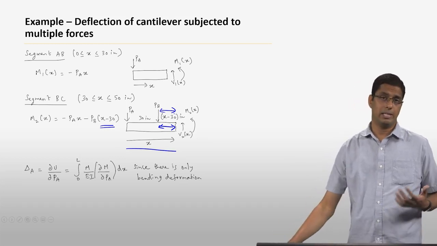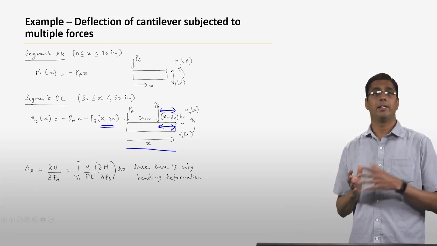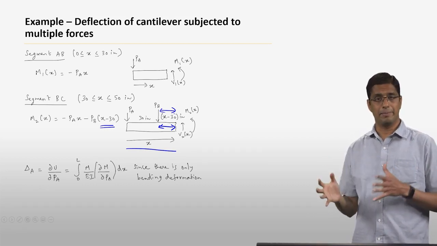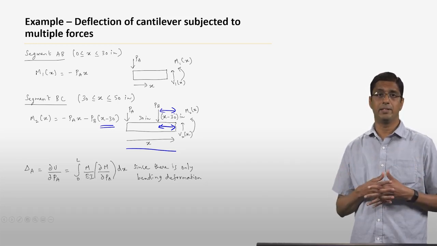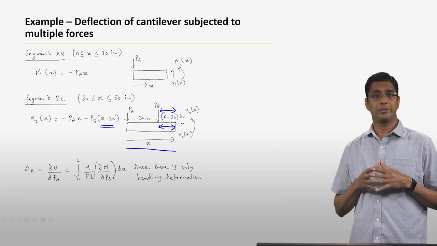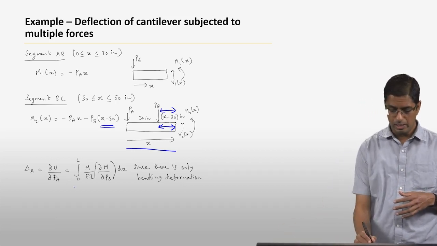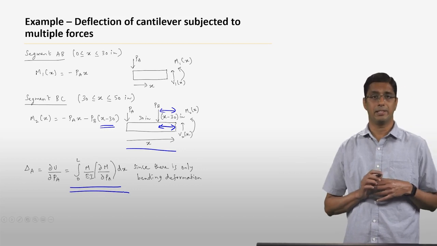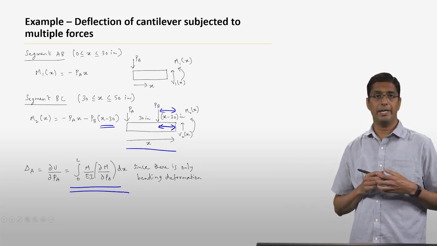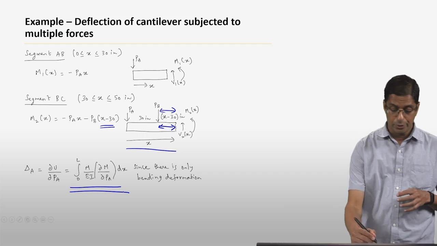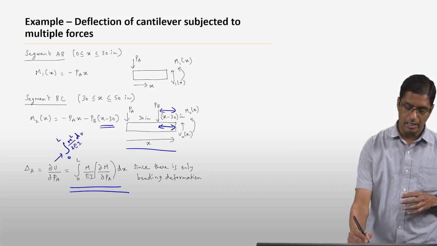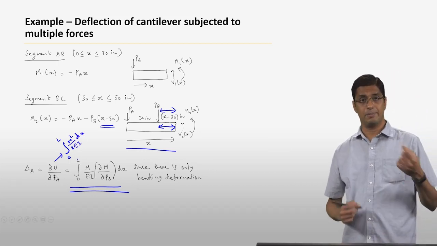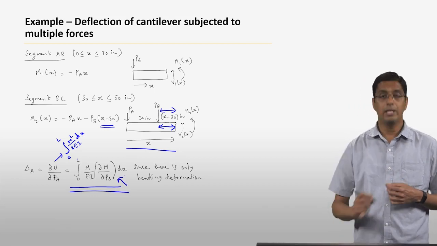Now, we have found the moment function in both segment AB and segment BC. Again, in this problem you have deformation only due to bending, so the strain energy is going to come only from bending deformation. U is going to be the integral from 0 to L of M squared over 2EI times dx. And if you take the derivative of U with respect to PA, that is going to be that integral.